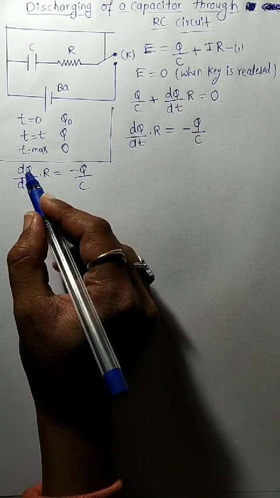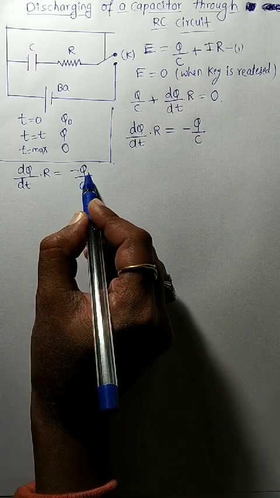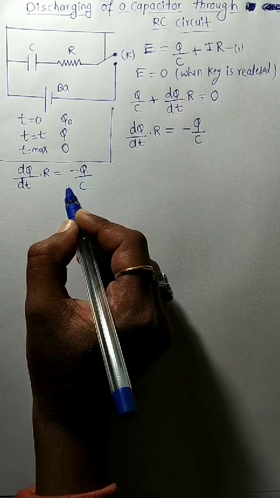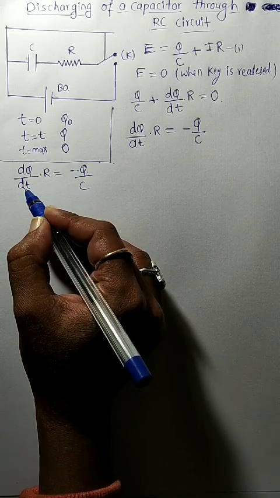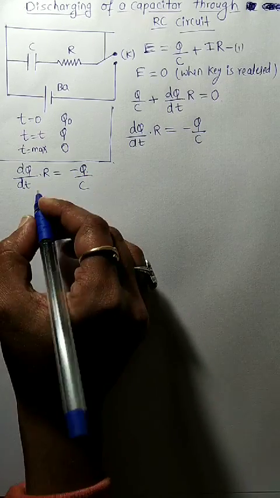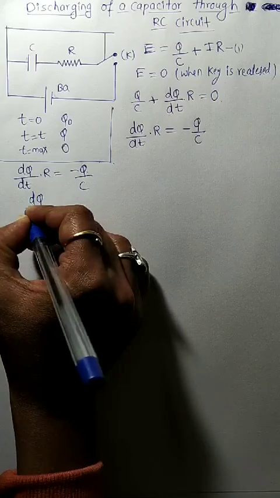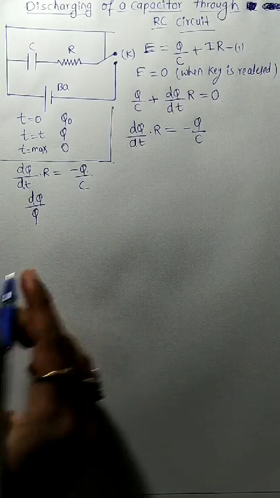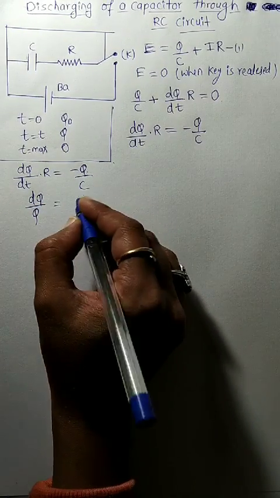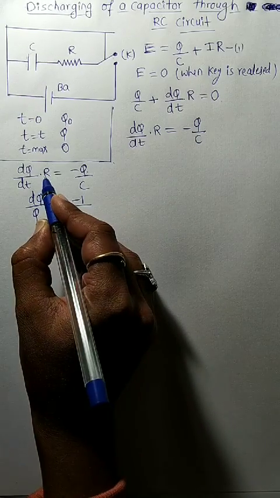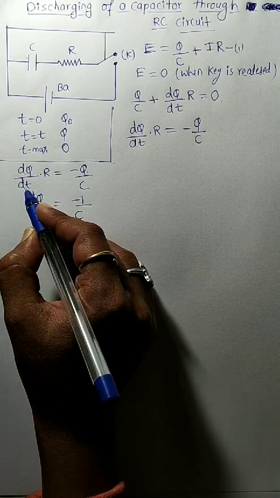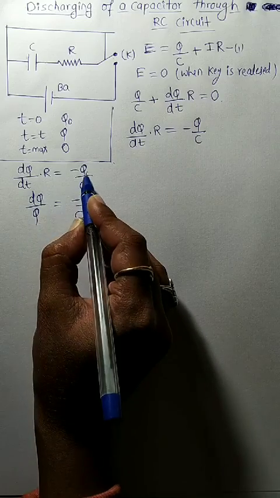So what are the q terms? One is dq and another one is this minus q. When minus q goes here, as it is in the numerator, it will come to the denominator. So what we will get is dq divided by q, which is equal to, and what is remaining here? Minus 1 by C is already there. And what should we transfer now? R and dt we should transfer to this side.